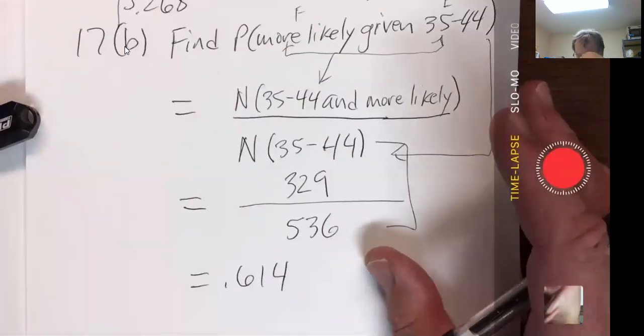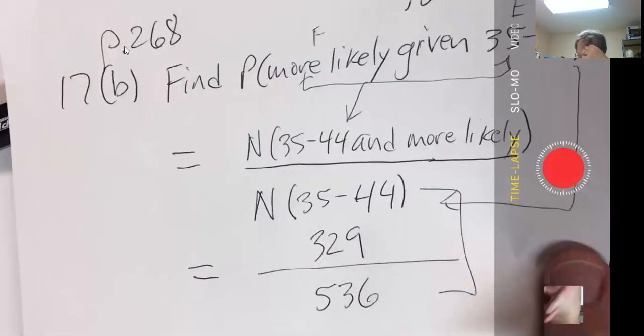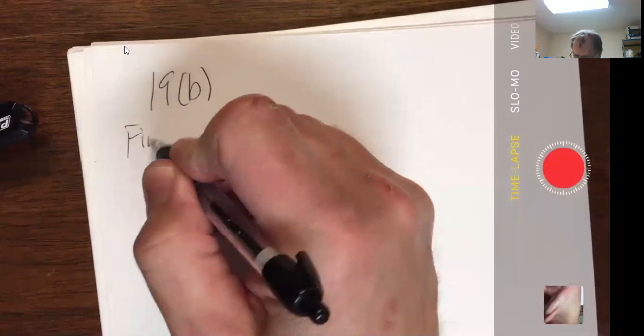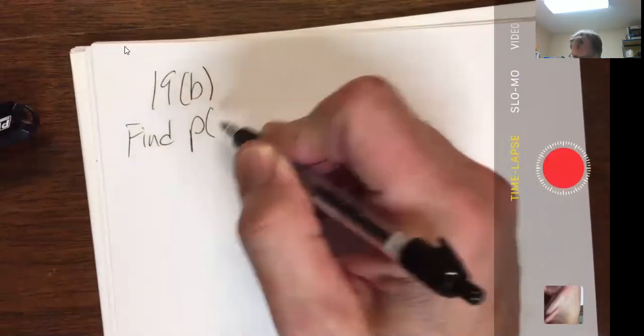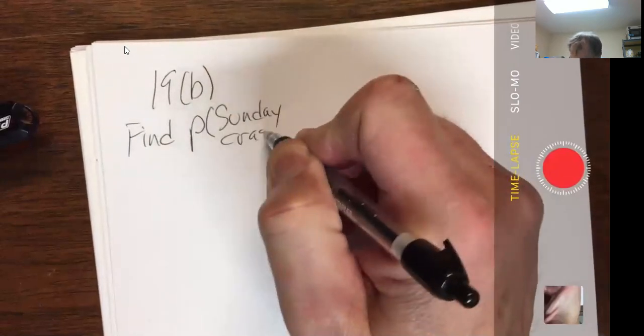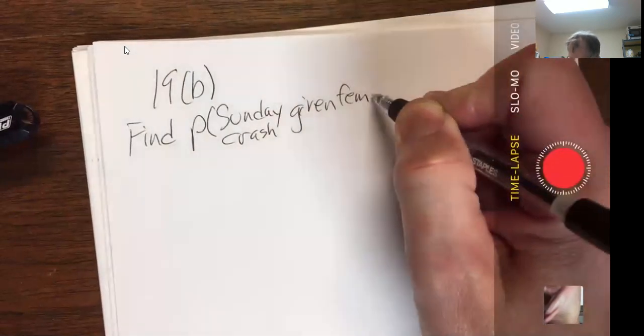I think I did 19A on Monday. I think B is the reverse of A. This is driver fatalities. We'll try 19B. Find the probability that you have a Sunday crash given you're female. It was a female fatality.